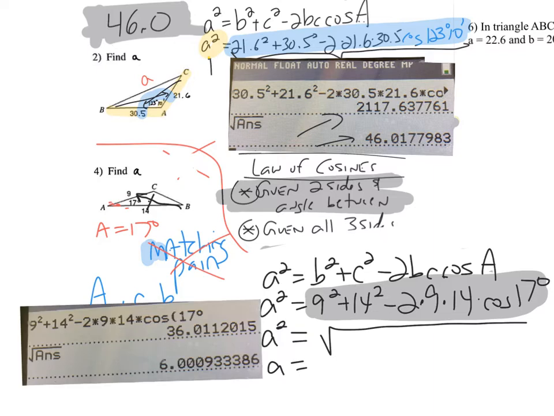And here your answer to the nearest tenth is 6.0. Again, make sure that your calculator picture is included on this assignment. Your calculator picture has to be included in this assignment.